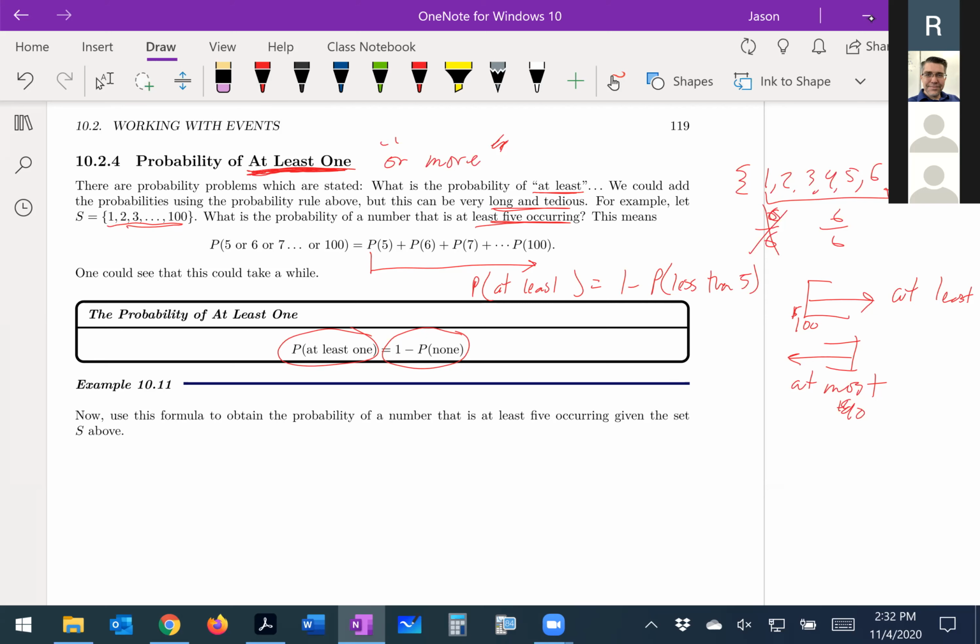Probability of at least 5. So all you have to do is find the probability of 1, 2, 3, 4, and then subtract that from 1 and you would get your probability. It says now use the formula to obtain the probability of a number that is at least 5 occurring in the set above. Well, we just did that. The probability of at least 5 is equal to 1 minus the probability of less than 5. That's the complement.